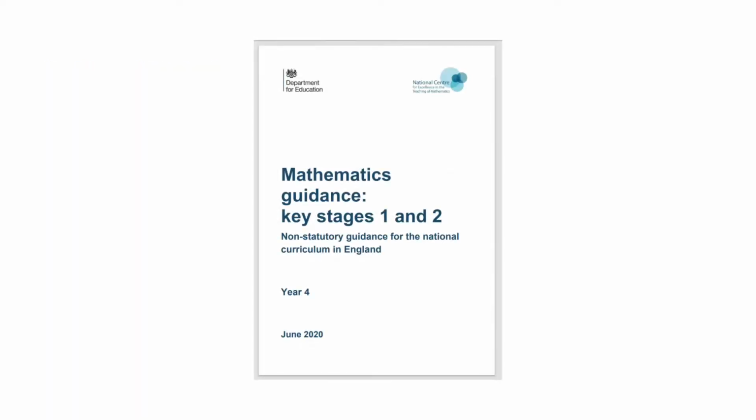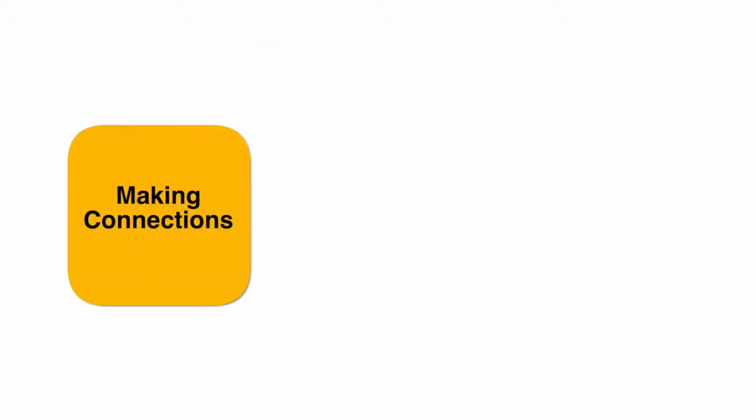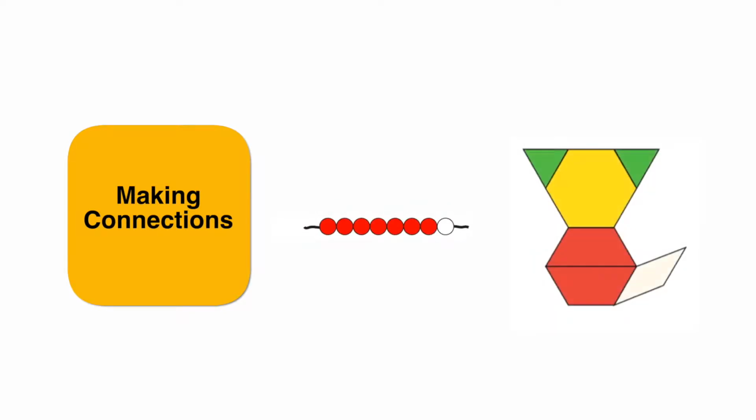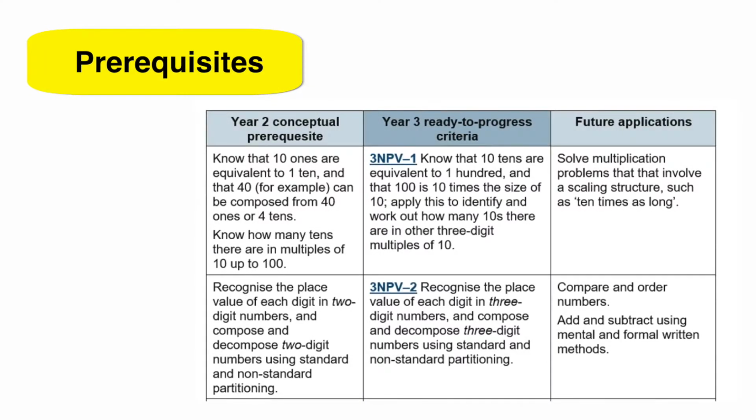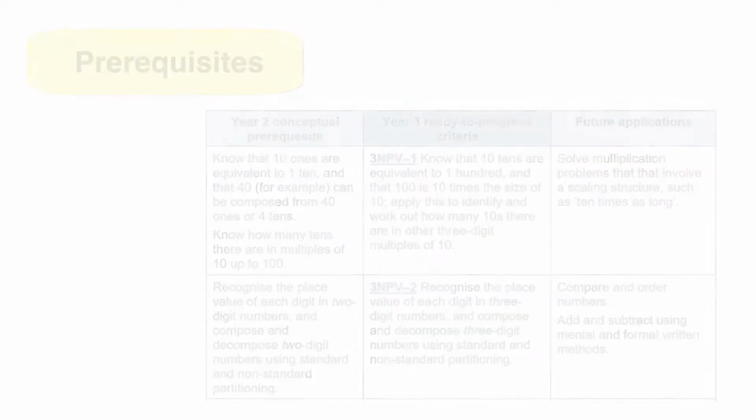Then go back to your year group chapter, and as you read it, look out for things such as making connections. For example, connecting composition of number with composition of shape. Consider the prerequisites when looking at the Ready to Progress criteria table at the start of your chapter, and ask yourselves, are these in place or is there more work to be done?